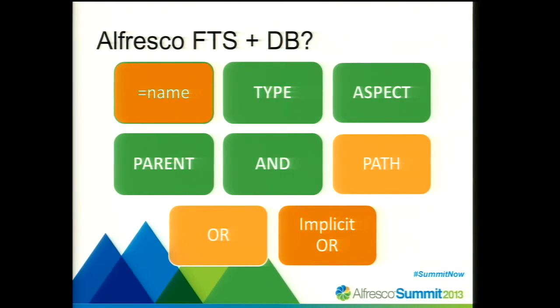Querying for type and aspect and parent and using AND are all good. They'll all work. Path, we've already said, is out, and OR is out. And I've already told you we do implicit OR. So this is the kind of gotcha: if you don't put AND in the query, and you think it should go to the database, and you put two terms in there, it never will, because the implicit OR may take you in a different direction. It means that you have to do the query against SOLR.